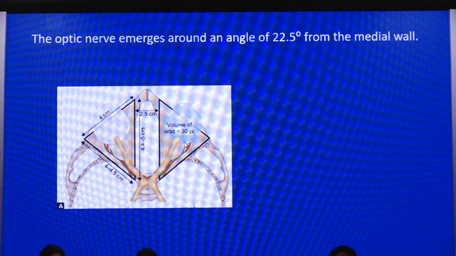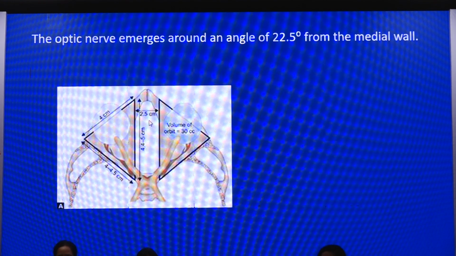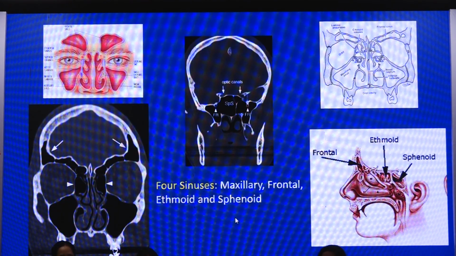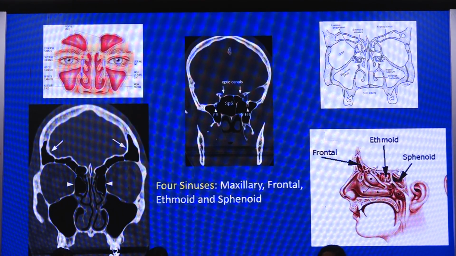And more importantly, you can see very well over here, this is the medial orbital wall. The optic nerve is at an angle of roughly 20 to 23 degrees with the medial orbital wall. It is very important to know this, because of what to order, which I will show you in the next few slides. So this is an axial CT, and these are certain paranasal sinuses which are around the orbit and which are very important for you to know to order the imaging.